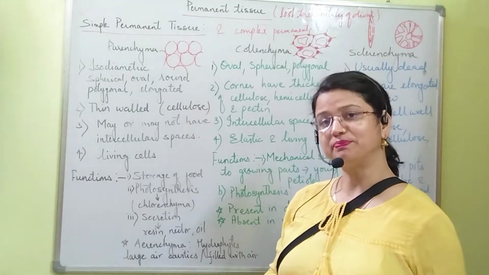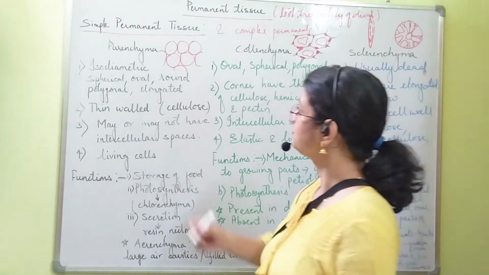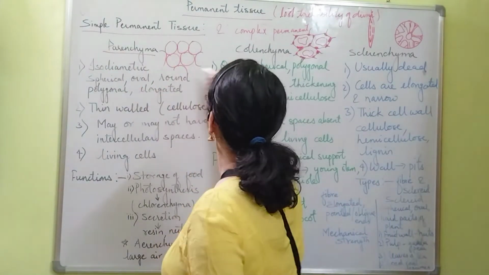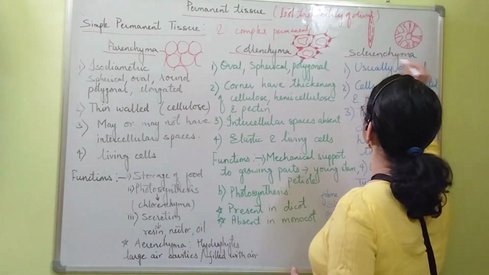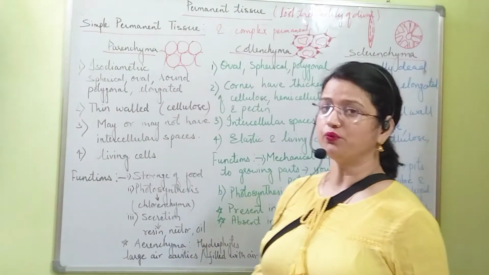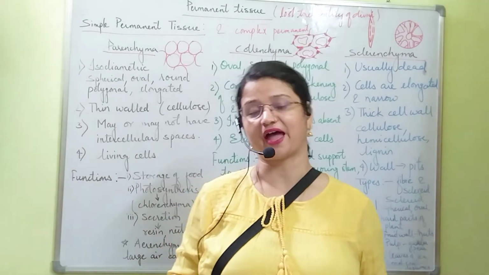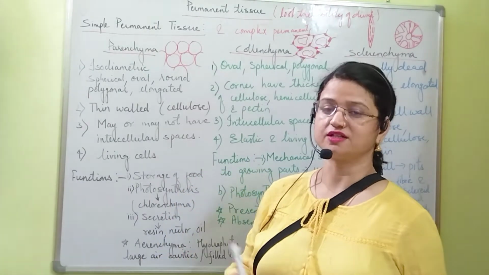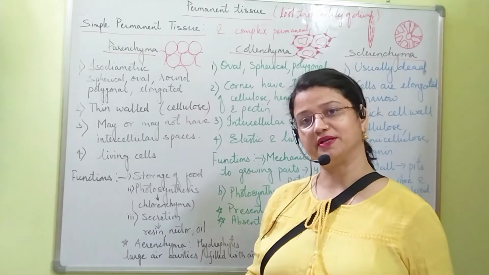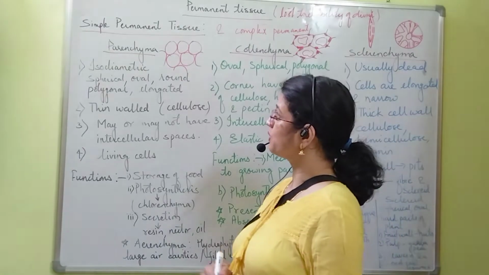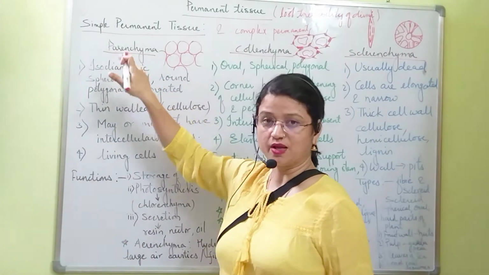Now this simple permanent tissue is of three types: parenchyma, collenchyma and sclerenchyma. We will discuss the characteristics and the function of these three types of simple permanent tissue. So the first one is parenchyma.